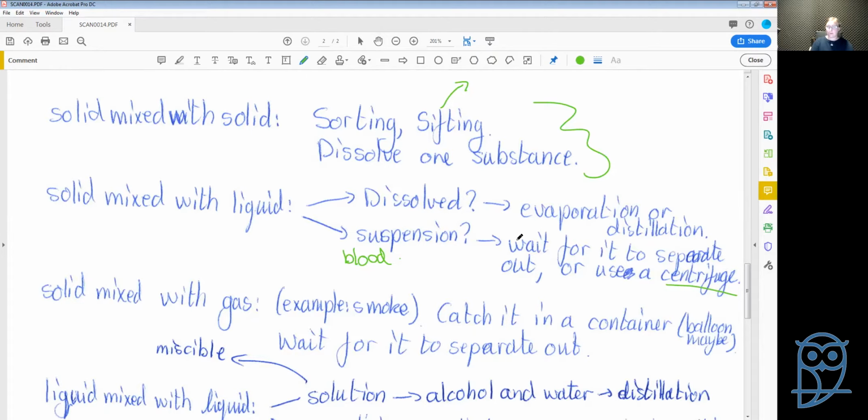So waiting for it to separate out, that would be our sand and water mixture. So if we have blood, for example, we would use a centrifuge. We could also use a centrifuge with the sand and water mixture. It separates out quickly enough and easily enough that we don't need to go to extreme lengths in order to separate it out slightly faster.